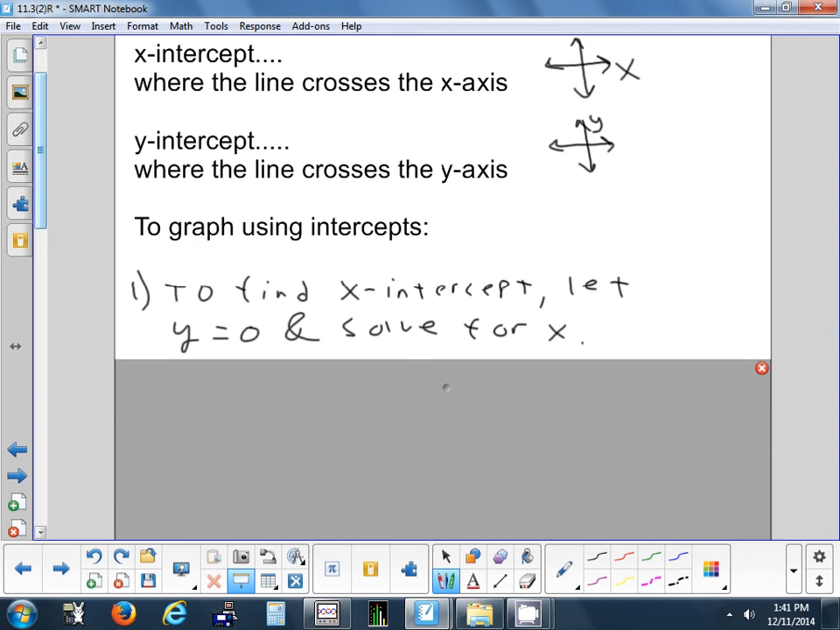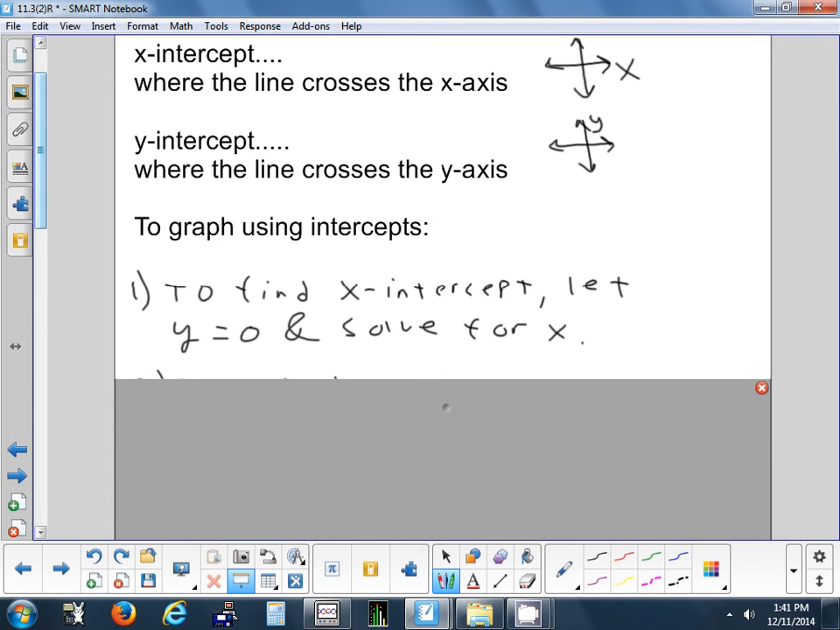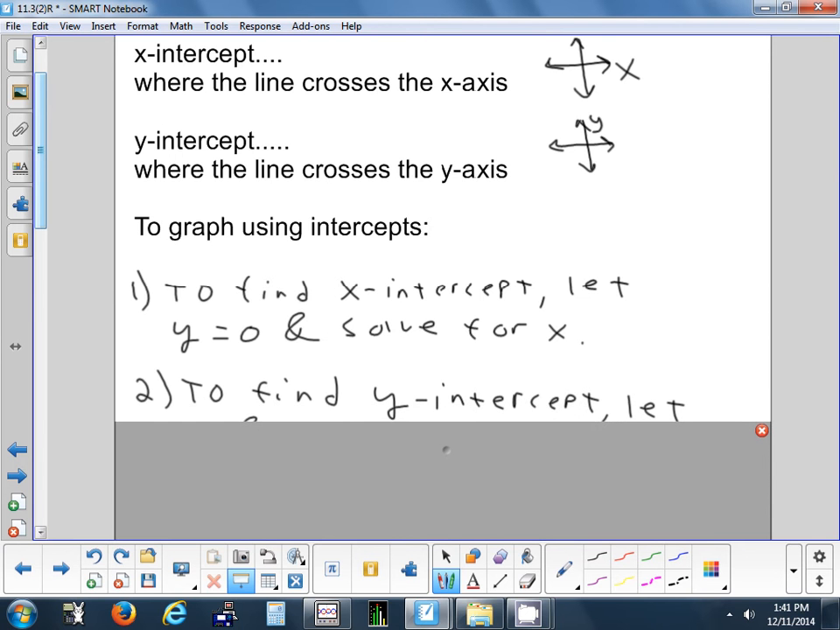Guys, this is on your guided notes. It says to graph using intercepts, then you have a 1 with a blank line, then you have a 2 with a blank line.